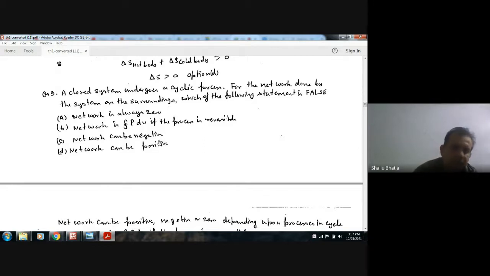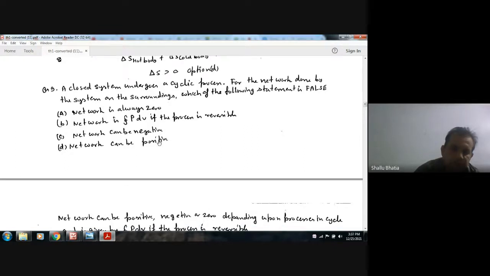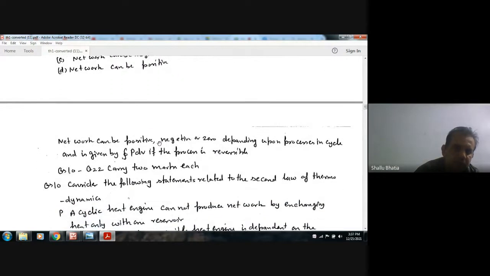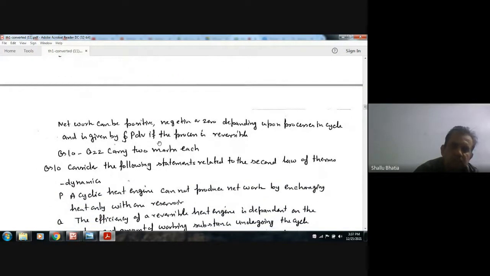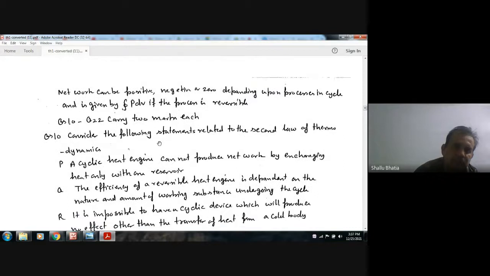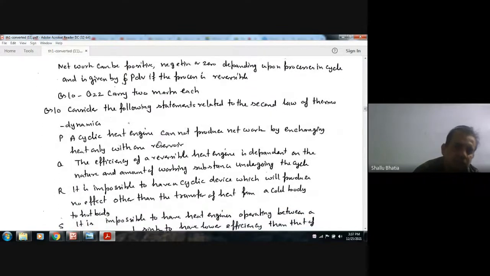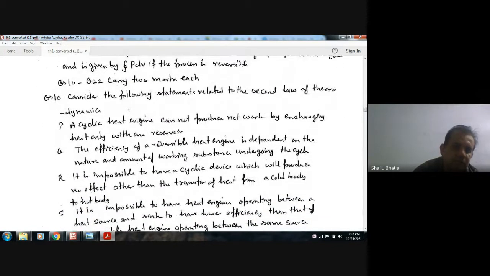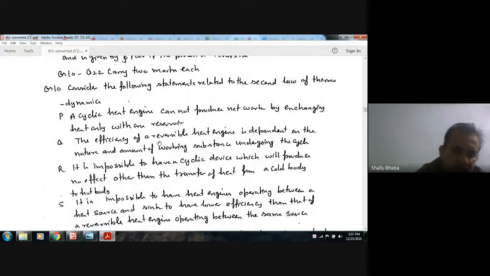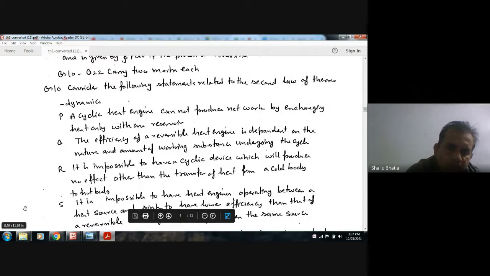So the answer is B for reversible processes. Net work can be positive, negative, or zero depending upon the processes in the cycle, and is given by cyclic PdV if the process is reversible. Next, questions 10 to 12 carry 2 marks each.